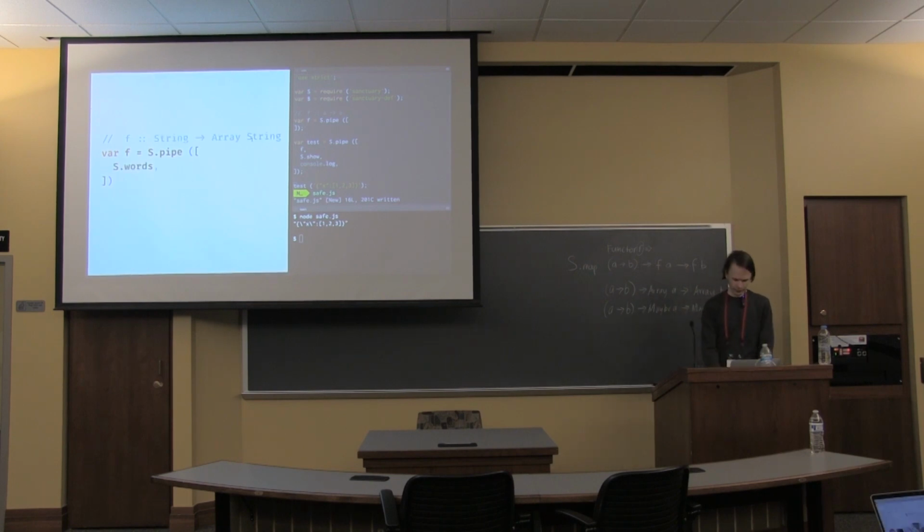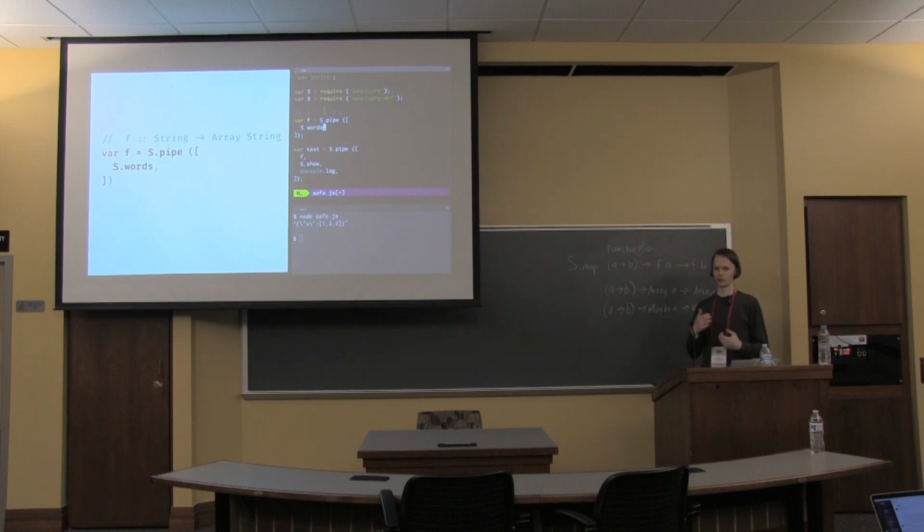So let's say that actually what we're going to do is use the words function that we looked at before. All we're going to do is take the value that the pipe receives, give it to words, get back the result from words, and then return it to the caller of f. So no longer do we have this A to A function. It's no longer the identity function. The type of f is now the type of words, which is string to array of strings.